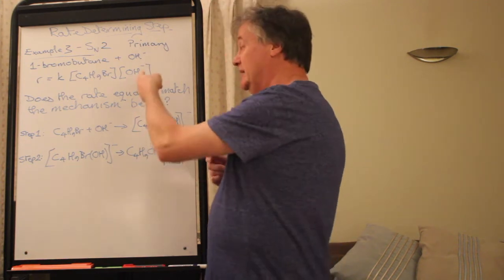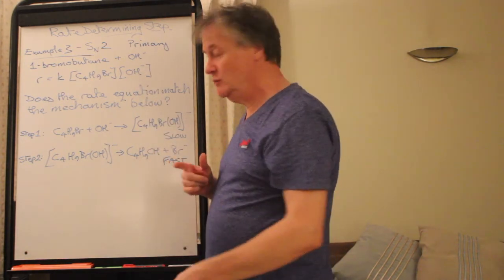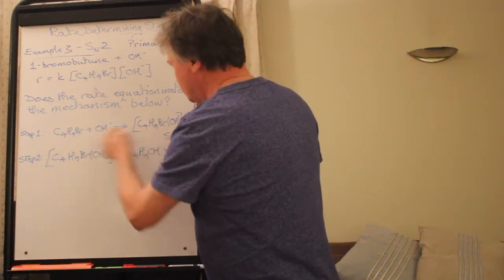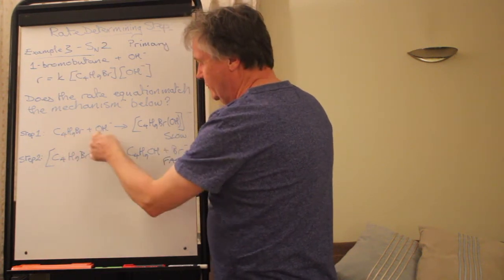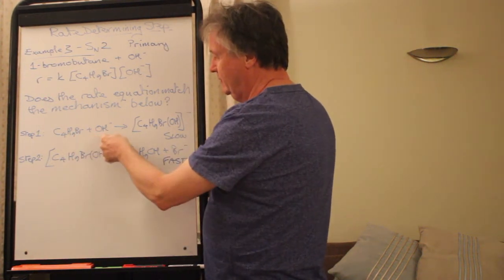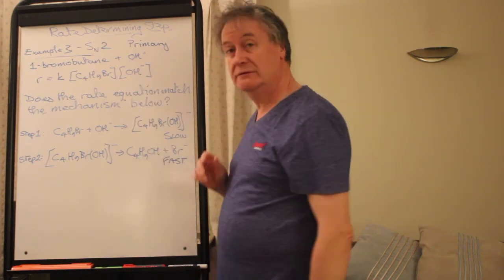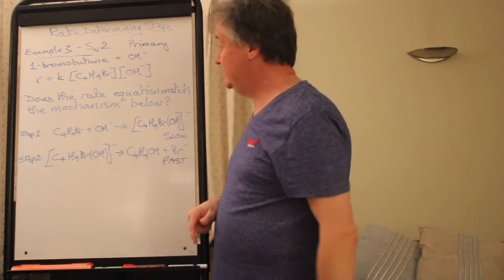Does that match that rate equation? The answer is yes. Here's why. Because the slow step has as reactants one of those and one of those. So that would be first order. And there it is, first order and first order. That's it. Does it match?